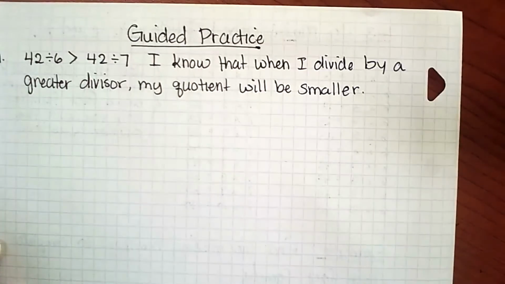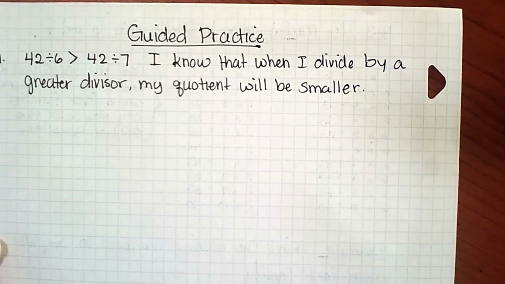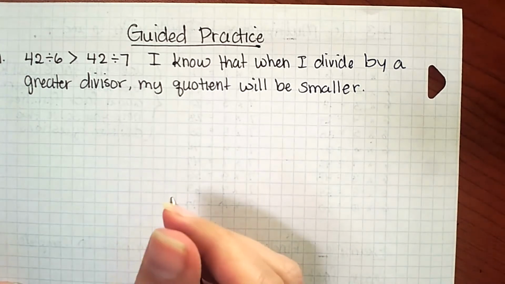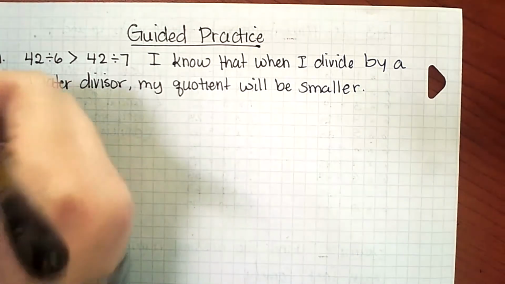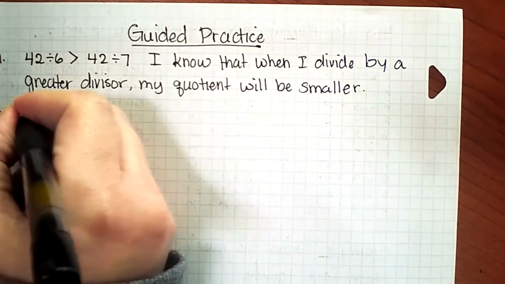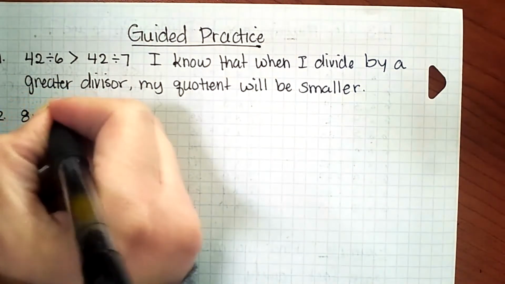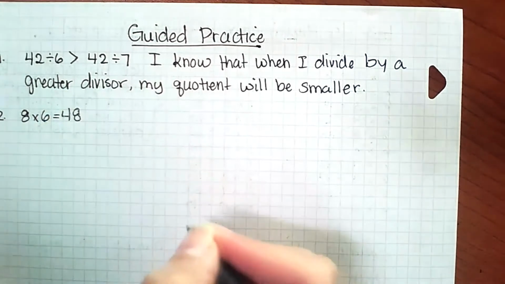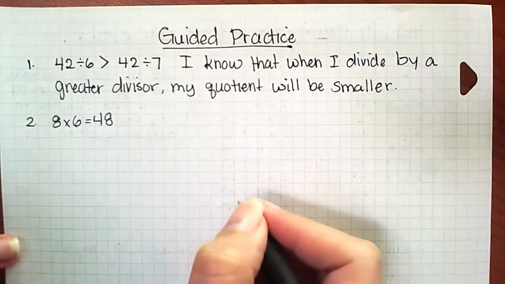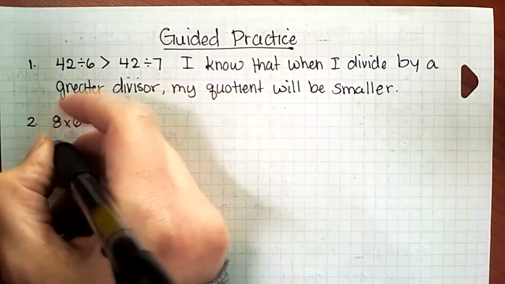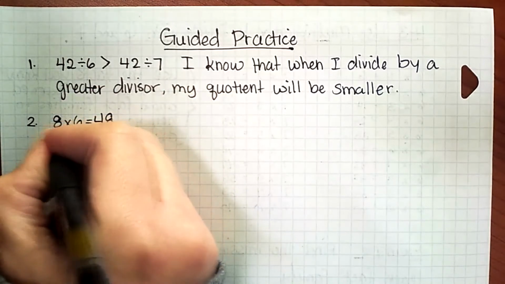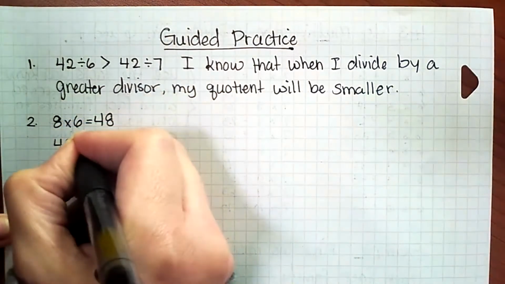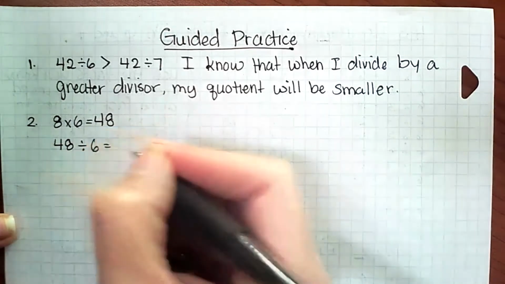Let's take a look at number 2. Number 2 says, how can 8 times 6 equals 48 help you to divide 48 by 6? So we know 8 times 6 is equal to 48. I already know those numbers are part of a family. How can it help us divide 48 divided by 6?